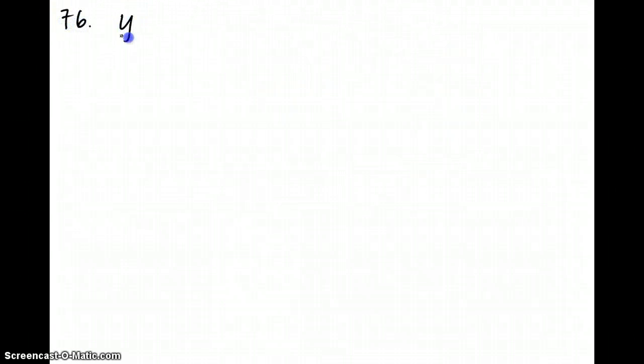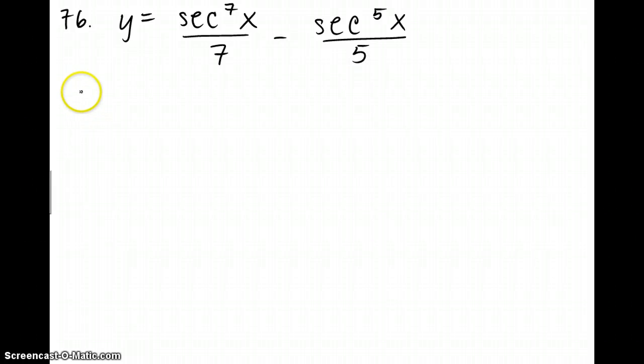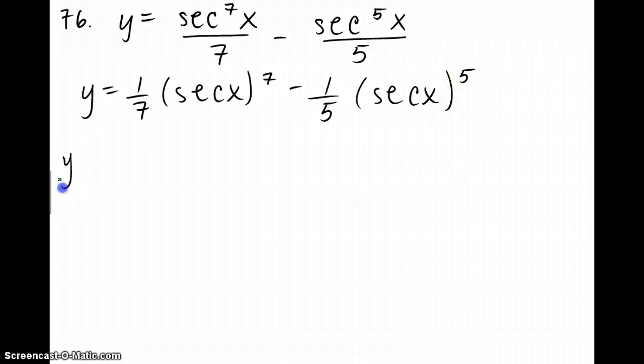76, y equals secant to the 7th power of x divided by 7 minus secant to the 5th power of x over 5. Okay. These 7s and 5s are just coefficients. So I'm going to rewrite these functions into more equivalent forms. So y prime, 1/7 is a coefficient.